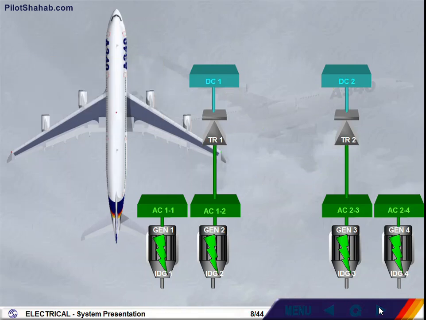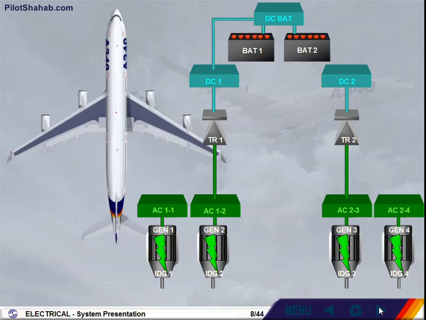DC bus 1 then feeds the DC BAT bus. The DC BAT bus can charge the batteries or receive power from the batteries as required. This will be explained further in the normal operation module.